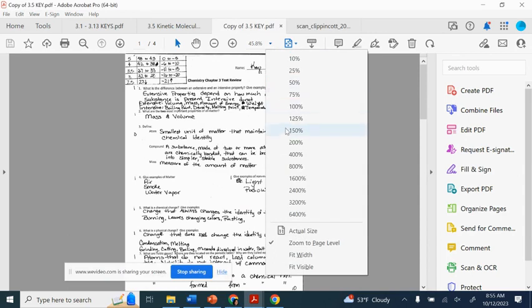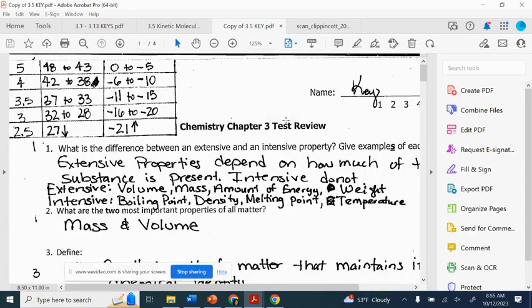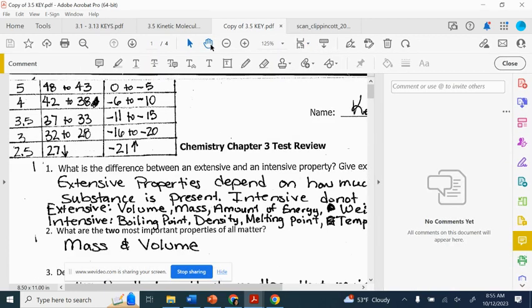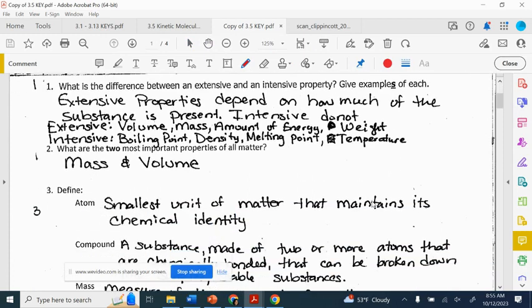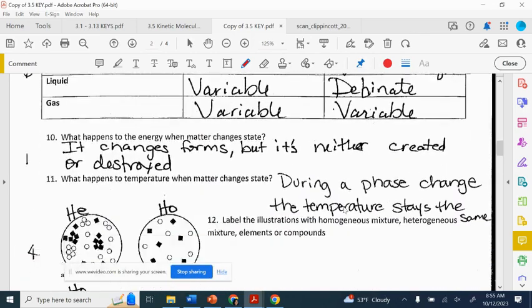All right, so on your review, does anybody have any questions about page 1? Anything on page 1 that doesn't make sense to you? We talked about extensive properties, intensive properties. Yeah. Can we go to the table at the bottom of page 1? Which I think is, yep, here we go.